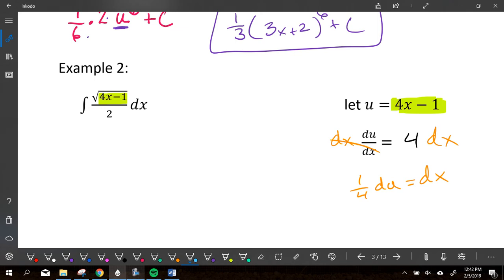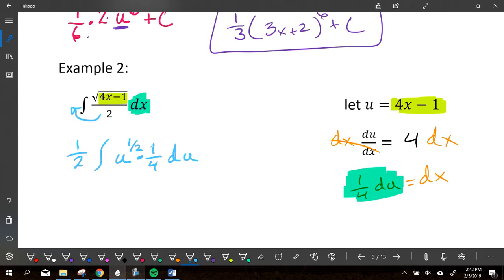Now that we've done that, we're going to substitute in. Do I have any constants in this integral? 1/2. I've got this 2 right there pulled out in front, so it's 1/2 times the integral of u to the 1/2 power because it's square rooted. And instead of dx, I'm going to plug in what dx is, which is 1/4 du. So it's 1/4 times 1/4 du. I have another constant, so I'm going to pull that constant out in front. Now it's 1/8.